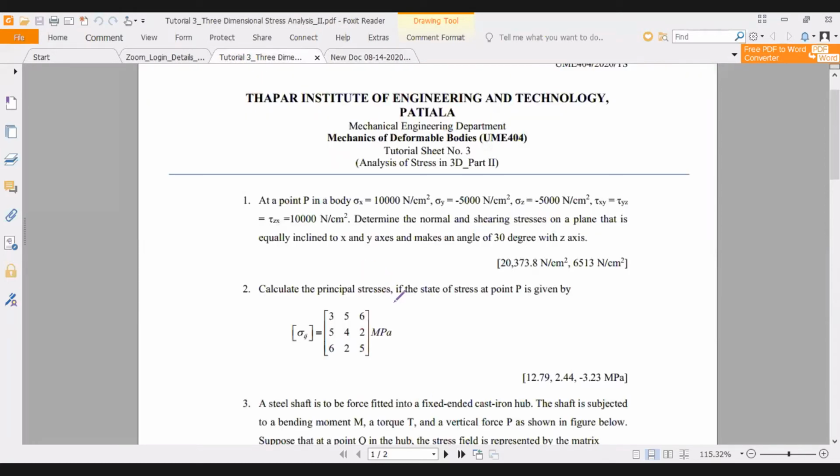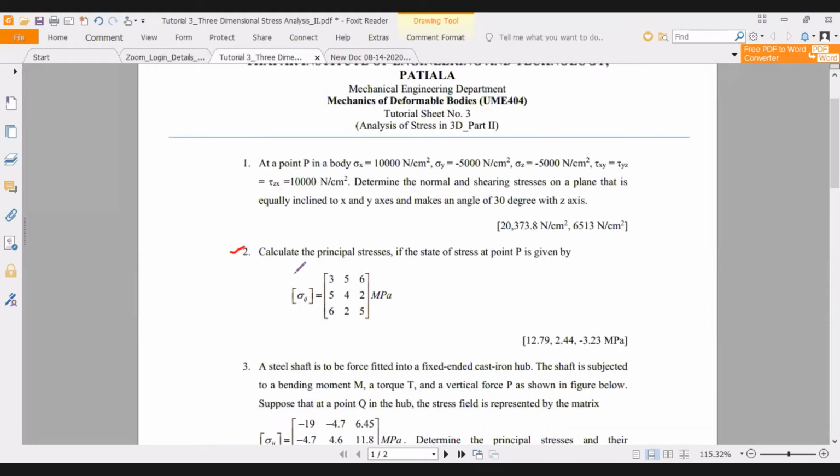Okay. Now moving towards the second question, that is, calculate the principal stresses if the state of stress at a point P is given to you. So to calculate the principal stress, how will you proceed with this? Yes, anybody?